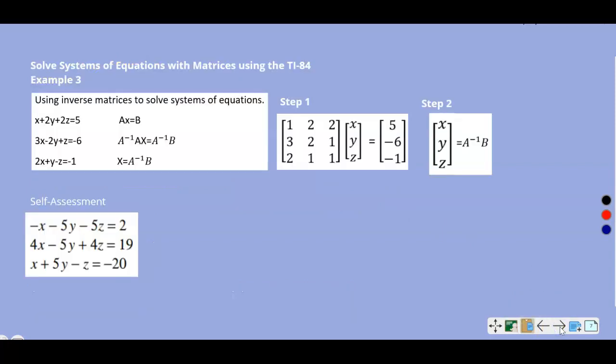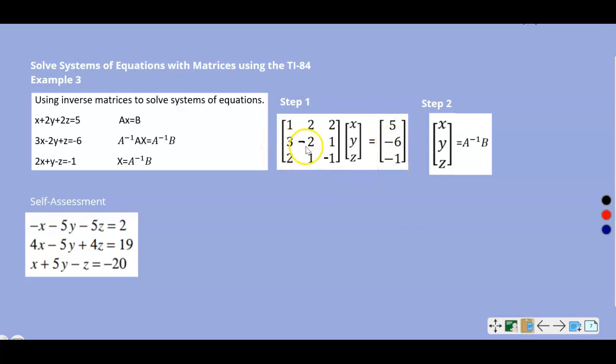All right, so just to practice, I want you to take a couple minutes and look at this. This is how you do this using your TI-84. So we have a system of equations, a 3 by 3: 1, 2, 2, 3, negative 2, 1, 3, 2, 1. That should have been a negative 2, so let's add a negative here. And then 2, 1, negative 1. And then x, y, z, 5, negative 6, negative 1.